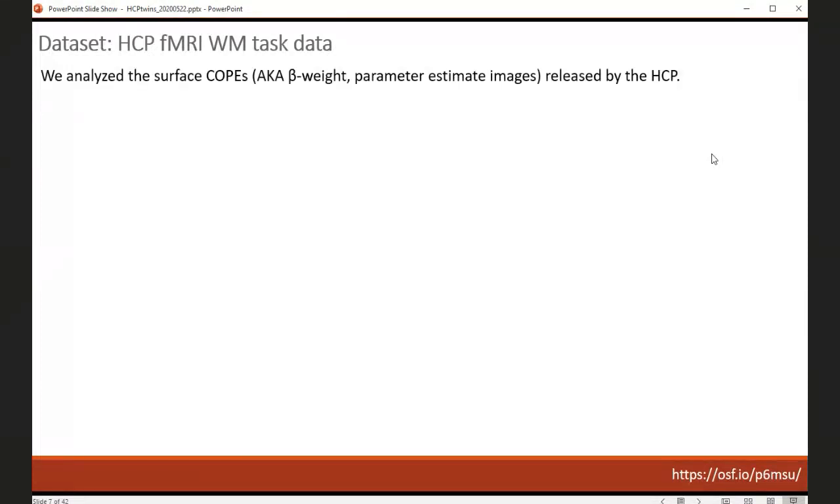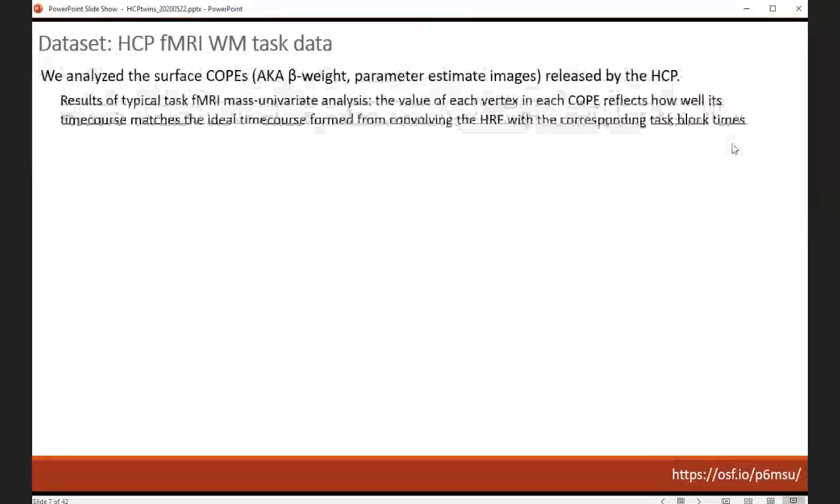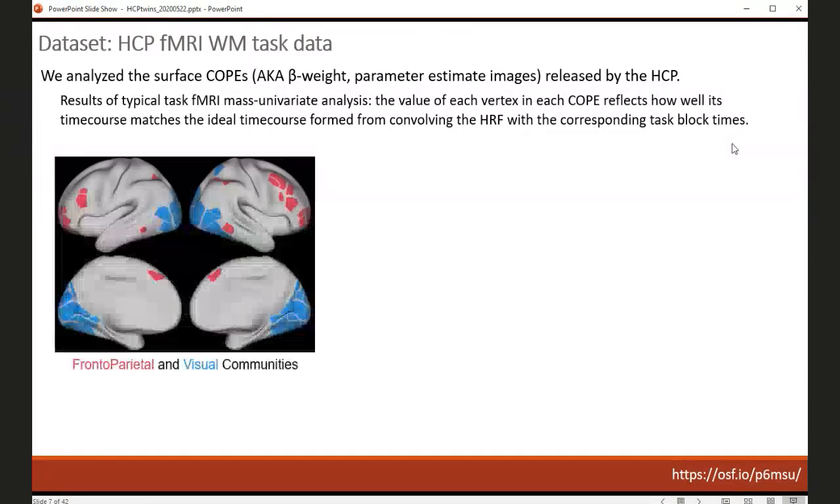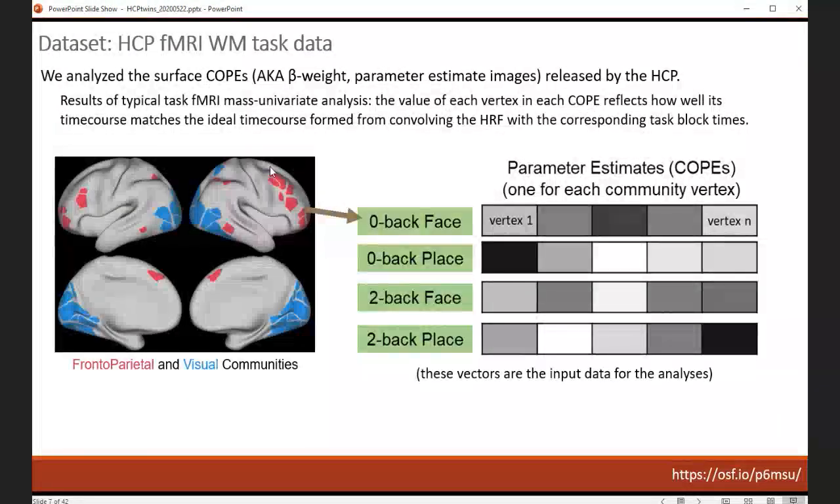Okay, a little bit more preliminaries, but getting closer to the methods here. For this analysis, we use the HCP images, but especially the surface copes. These are the results of the GLMs. Sometimes they're called beta weight images or parameter estimate images. This is fairly typical GLM output. So we have our 2 communities, and this is surface data because that's what they had, so I'll be referring to vertices. For every vertex, we have our 4 stimulus types, so one cope entry for every vertex in the community, and these are the input for the analysis. I'll be carrying this through the slides.